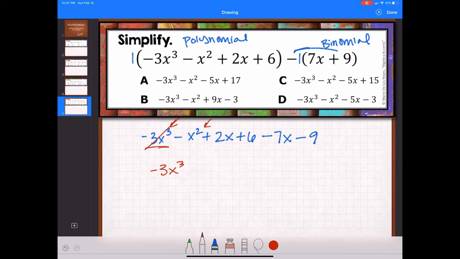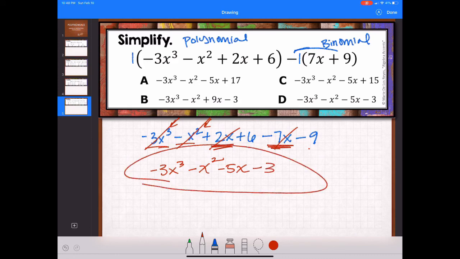This is the only one with an x squared term, so I'm just going to drop that down, minus x squared. I do have 2 x terms, so 2 minus 7 is negative 5x. And then I count my constants, 6 minus 9, negative 3. And this is my simplified expression.